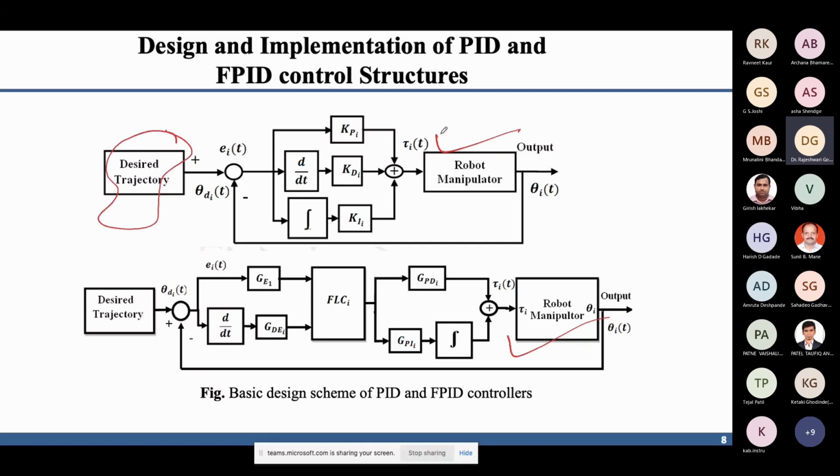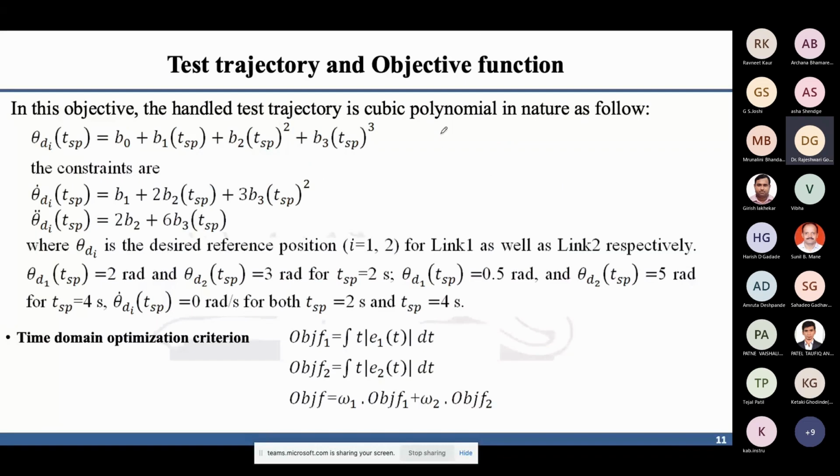In simulation work we are generating a trajectory, but in a real application, suppose your robot has some undefined trajectory, then it has to be generated in real time itself. At that time, controlling the robot to follow this particular trajectory is again one of the challenging tasks. So here we have used a cubic polynomial trajectory for making a trajectory. This is a test trajectory, cubic polynomial in nature.